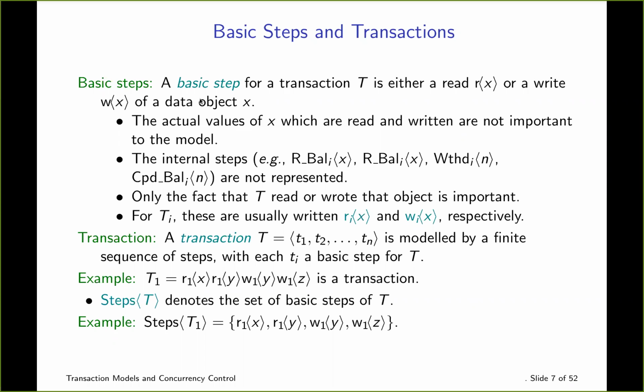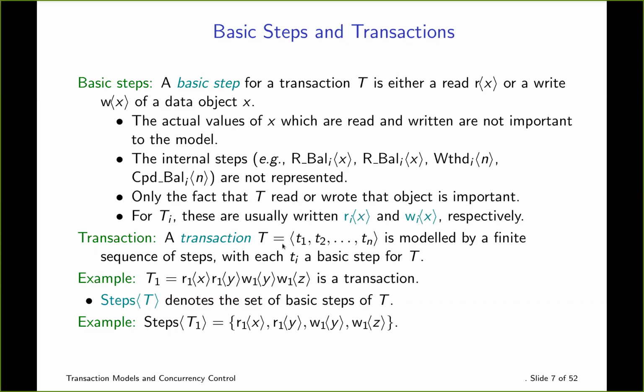All right, so basically we just have some definitions here. The basic step of a transaction is either a read of something or a write of something, period. That's all we have to consider. So the actual values are not important. The internal steps, these complex steps, aren't represented. Only the fact that T either read or wrote the object is important. So the way we're going to write this is read sub i. If transaction 1 reads X, it's going to be R sub 1 of X. And likewise, if they write X, it'll be W sub 1 of X.